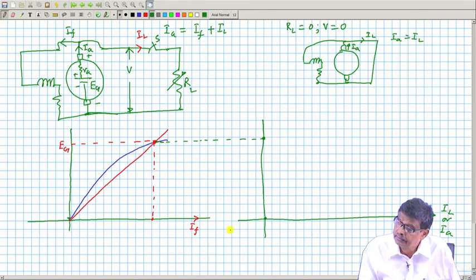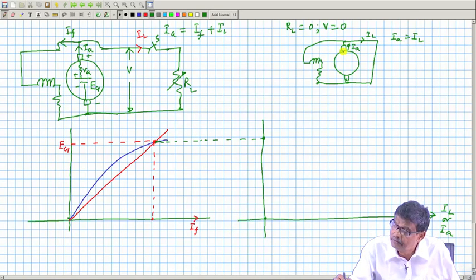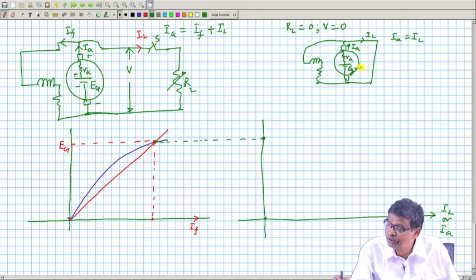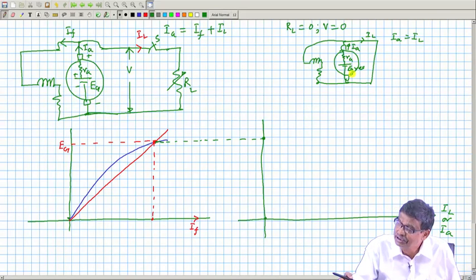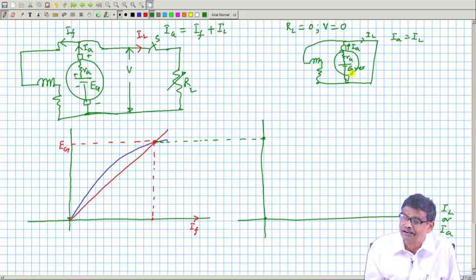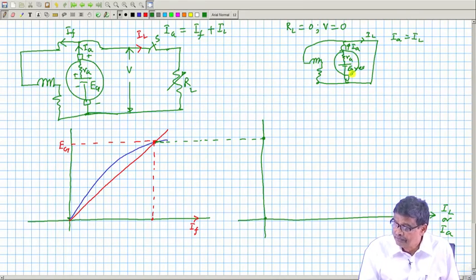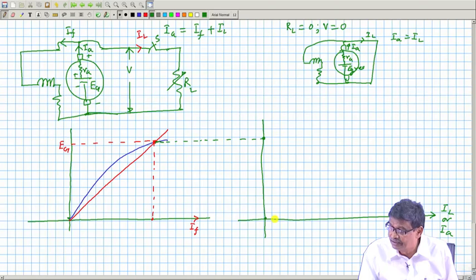And what will be the value of this? This is RA, this is EG residual only now. So, EG residual divided by RA will be this current, very little current. Therefore, one good thing is that even if somebody goes to short circuit this shunt generator, momentarily current will shoot up, but the final steady state current will be very little.